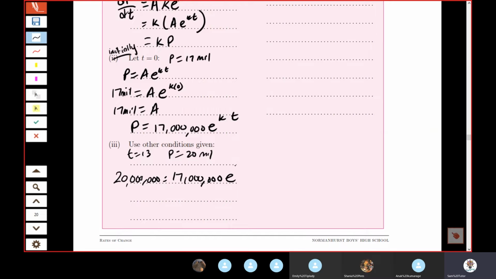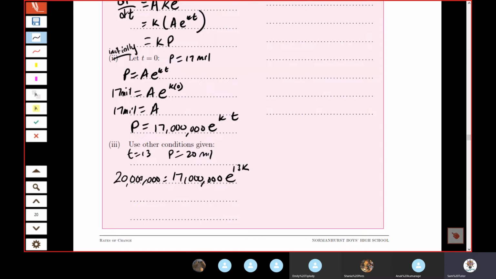E^k times 13, or 13k. Okay, look what you're solving for. You're solving for k, right? And this looks pretty similar to the logs and exponentials questions that we were solving before. Actually, it's exactly the same as the ones that we were solving before. So we're going to try to solve for k. Does anyone know what the next line would be?